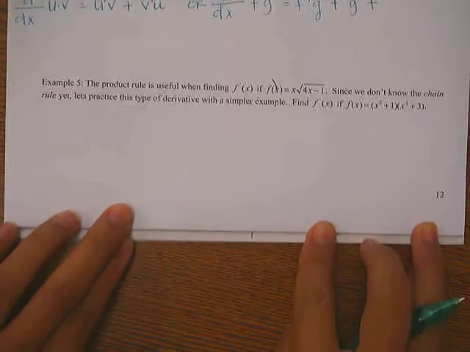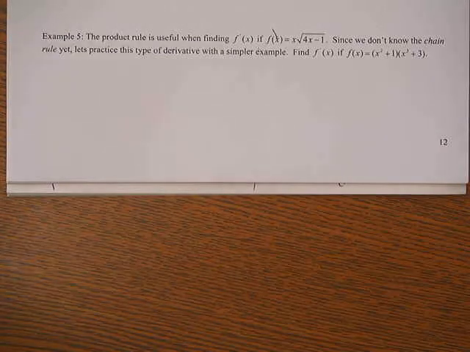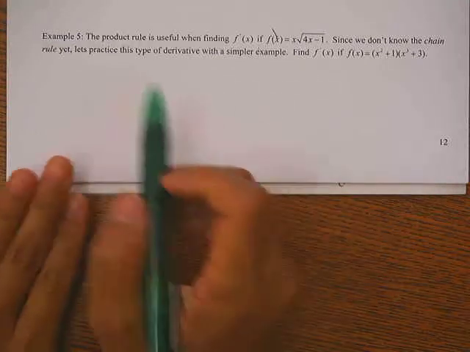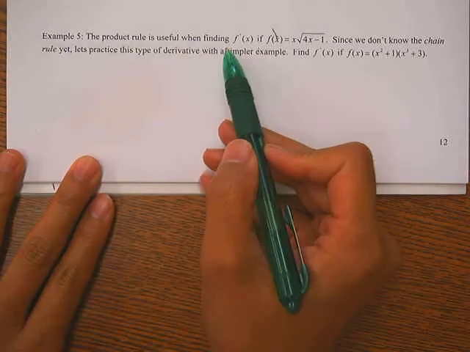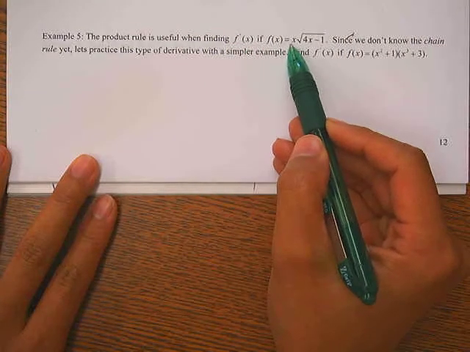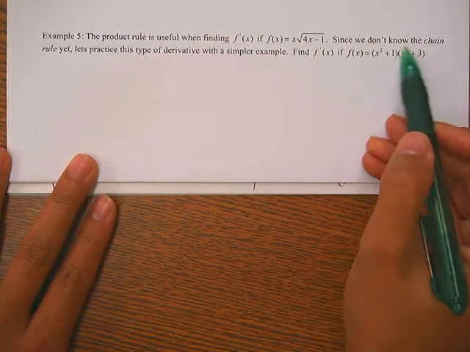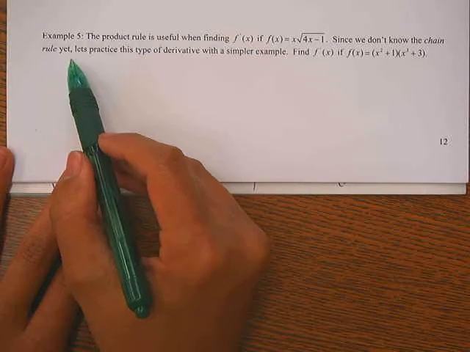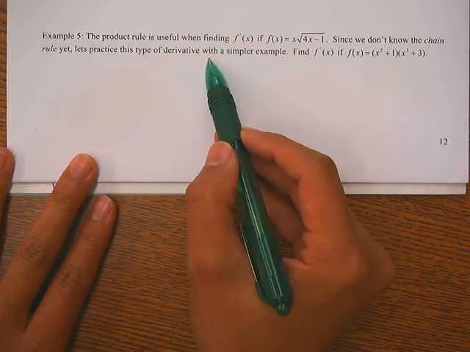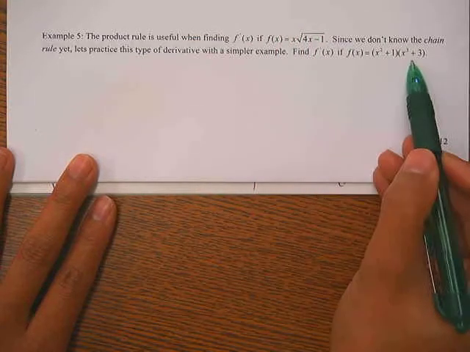We're going to go to example 5. And again, if you need more time to write the product rule, just hit pause and then move on to this example 5. Example 5: the product rule is useful when finding f prime of x if f of x equals the product of x times the radical of x minus 1. Since we don't know the chain rule yet, which we will learn soon, let's practice this type of derivative with a simpler example. So right now we can't do this yet, but we can do this piece.